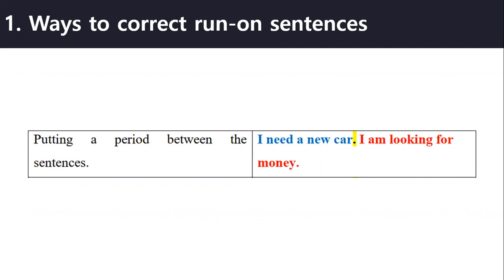The first one, put in a period between the sentences. So we have, I need a new car, period or full stop. I am looking for money. So here is a way to correct the fused sentence. I need a new car, period. I am looking for money, to separate the two sentences.